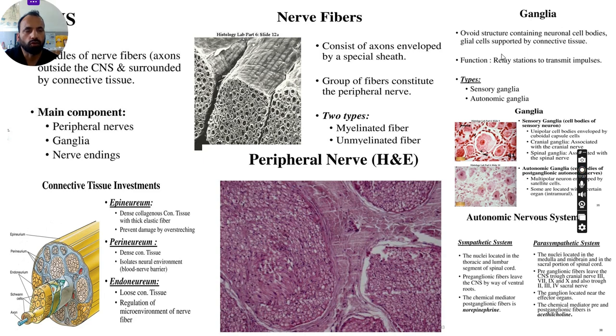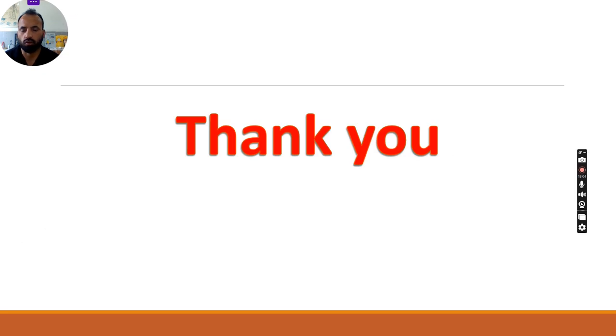So ganglia: you know that an outside collection of the cell bodies outside the CNS, you call them ganglia, and the main function of the ganglia is that they act as relay stations to transmit the impulses. You have two types of ganglia, sensory and autonomic ganglia. Then the autonomic nervous system has two parts, sympathetic and parasympathetic, where one is the norepinephrine type and one is the acetylcholine type. And this is basically the histology of the nervous system.